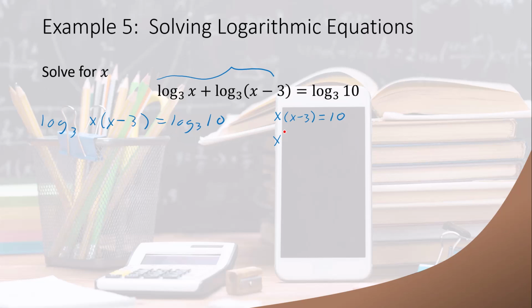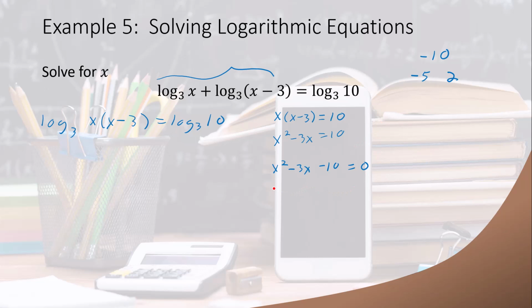Using the distributive property, we have x squared minus 3x is equal to 10. Bringing the 10 over, we have x squared minus 3x minus 10 is equal to 0. And now to solve this, we have to find factors of negative 10 that sum to negative 3. One set of factors that comes to mind is negative 5 and positive 2. Negative 5 times 2 is negative 10. Negative 5 plus 2 is negative 3.